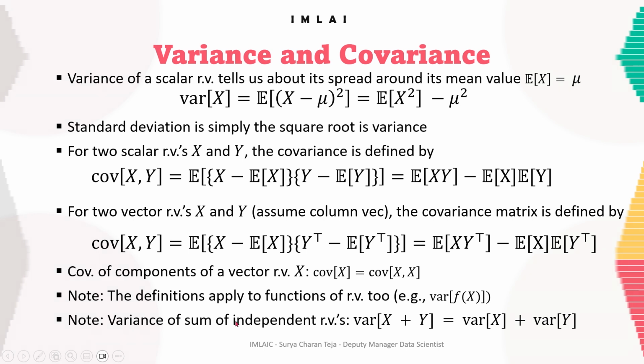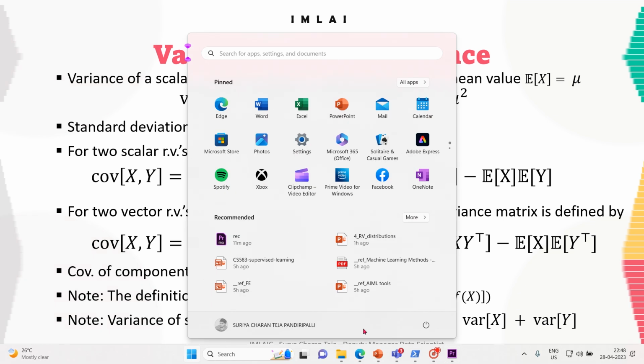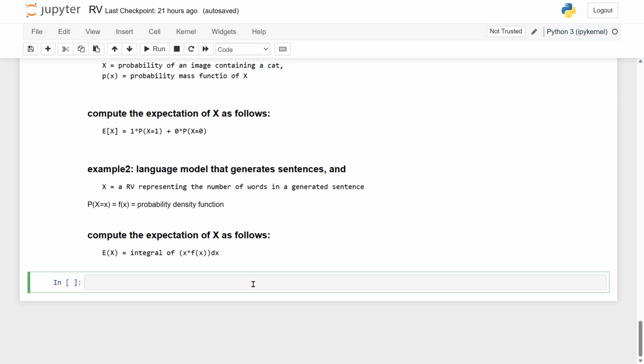Variance of the sum of independent random variables: variance of x plus y is equal to variance of x plus variance of y. Now it's time to jump into one example. If not one, I will give two examples. Let me write it down: variance, then the square root of variance is standard deviation, then covariance.